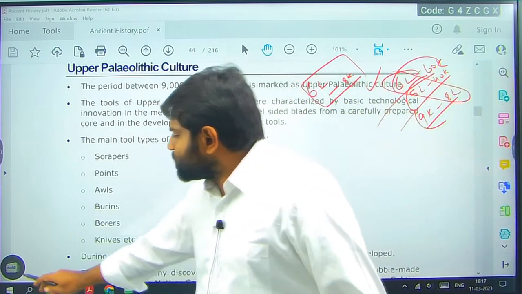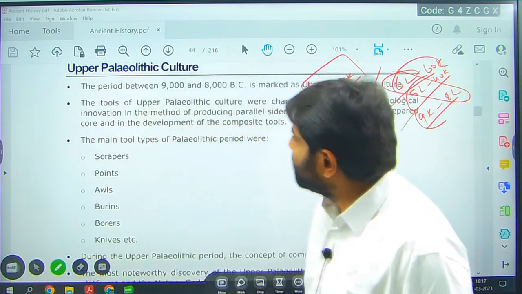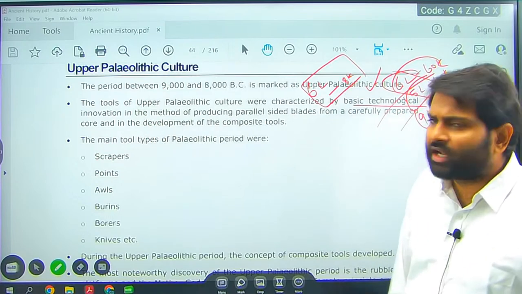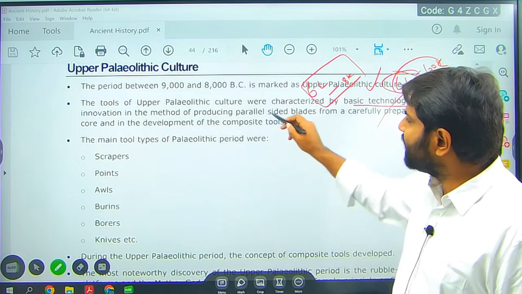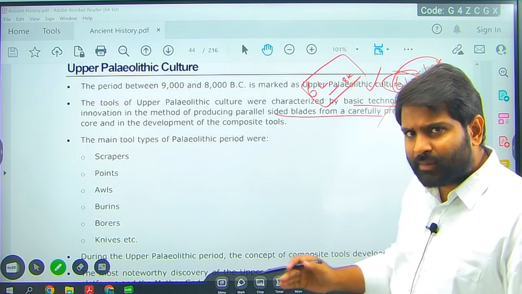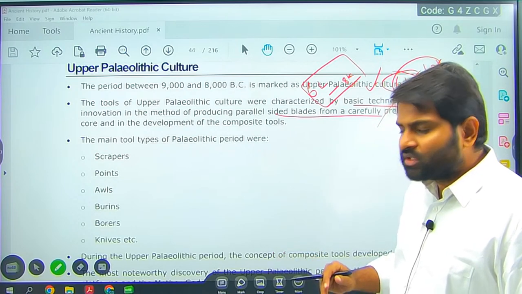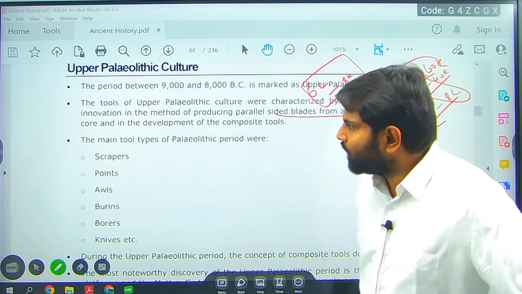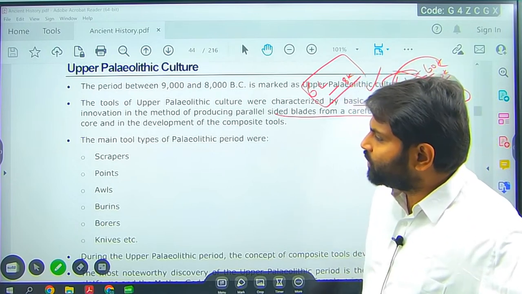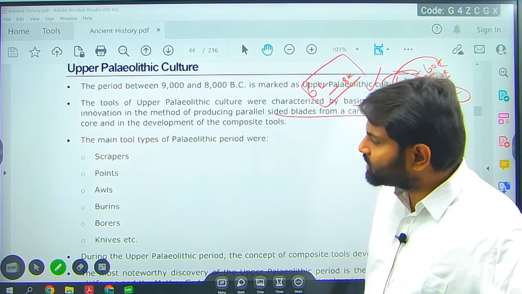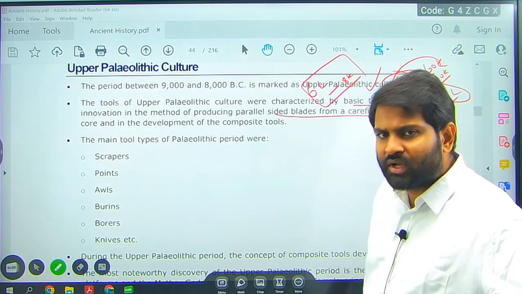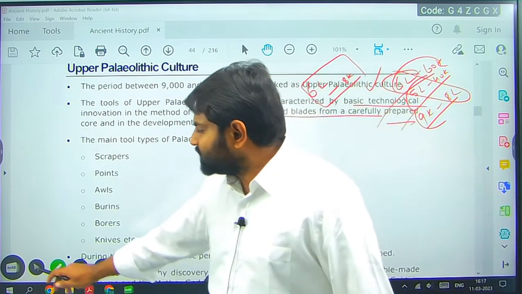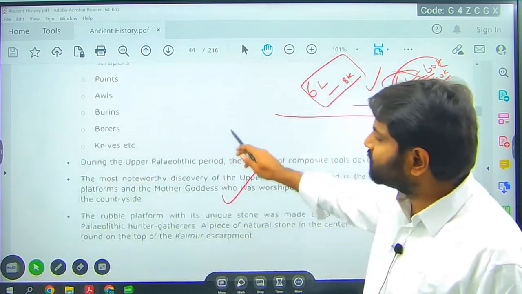So the Upper Paleolithic age is characterized by basic technological innovation in the method of producing parallel sided blades, both sides, right? Sword with both edges, right? Normally, carefully prepared core and the development of composite tools. You can see we have scrapers, pointers, awls, burins, borers, knives. These are the different types of tools which we have, but we can see that these tools are in evolution.